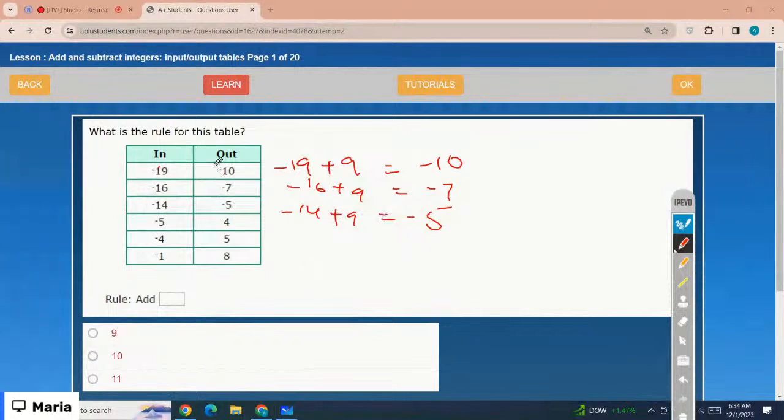You keep checking, when you add 9 to each input value, you will get the output value. Got it? So that means the rule is you have to add 9 to each and you get the output value. Got it? The rule is you have to add 9.